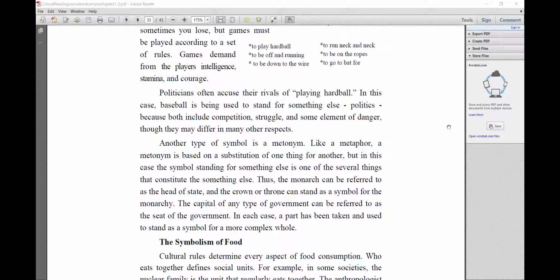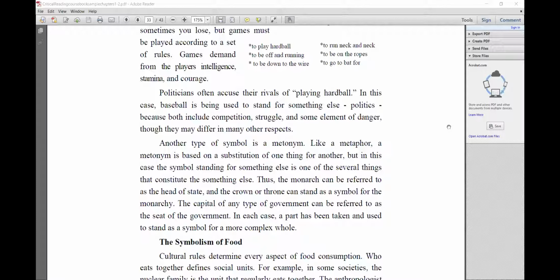But in this case, the symbol standing for something else is one of the several things that constitute the something else. Thus the monarch can be referred to as the head of state, and the crown or throne can stand as a symbol for the monarchy. The capital of any type of government can be referred to as the seat of the government. In each case, a part has been taken and used to stand as a symbol for a more complex whole.